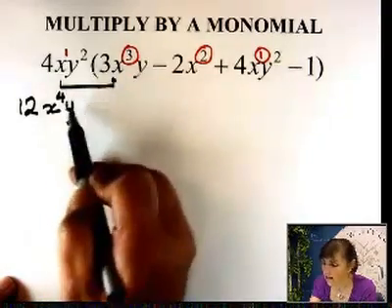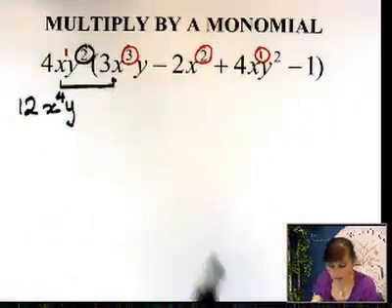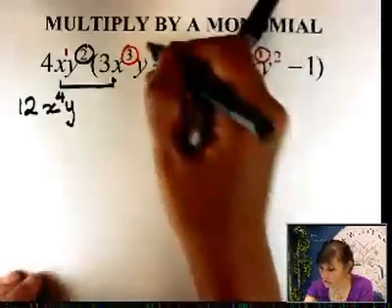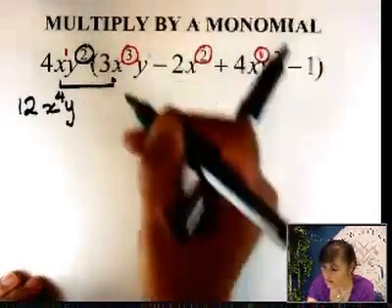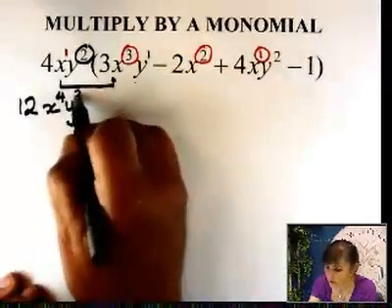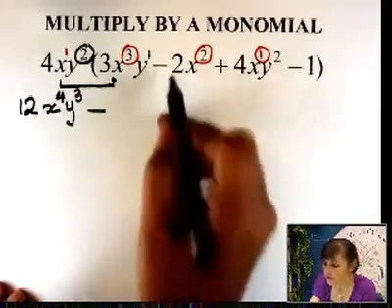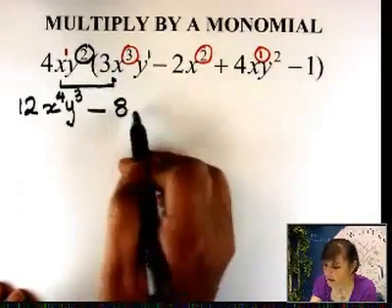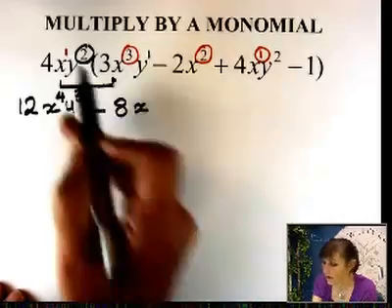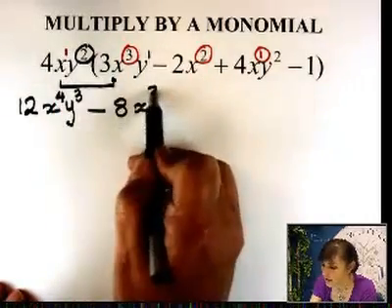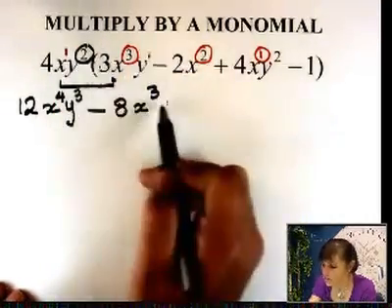Y to the, here's a 2. Guess what? There is a hidden 1 in here. 2 plus 1, that's 3. That's the first term. Let's go to the next one. 2 times 4, that's 8. X to the, what do I have? 1 plus 2, that's 3. There's no y, so you just write that one y.